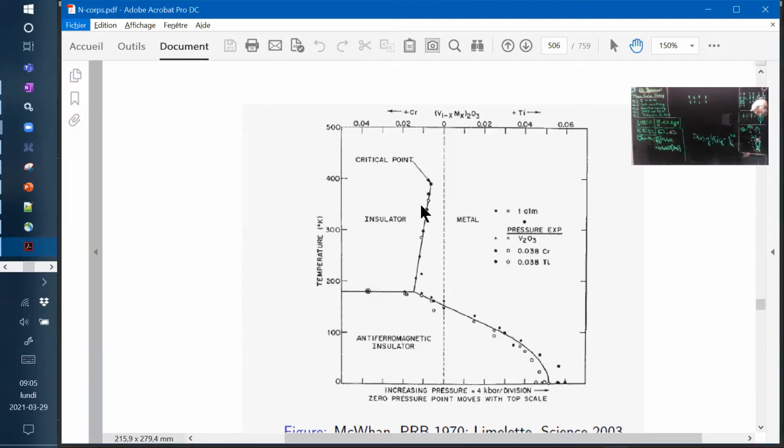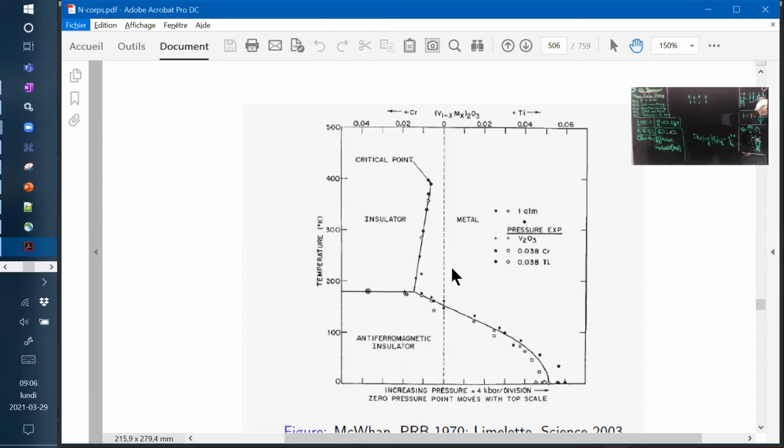Okay, so this is a phase diagram of temperature, and then you can think of this axis as pressure. In fact, it's not pressure, it's doping with titanium and chromium, which is the equivalent of a chemical pressure. This is vanadium oxide. The point is that at large pressure, there's a ground state that's antiferromagnetic. And then if you increase the temperature, you get a metal.